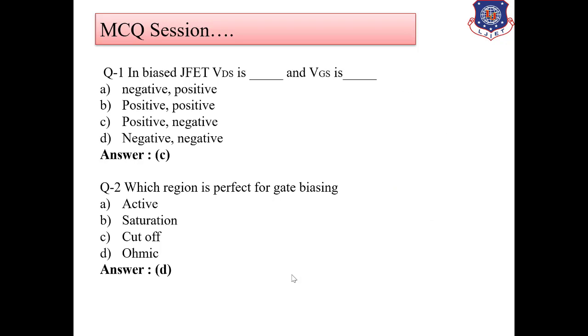MCQ. Different MCQs that I have studied here, only for reference. For a JFET, VDS is always positive and VGS is negative for an N-channel JFET. Okay, positive and negative. Which region is perfect for gate biasing? Ohmic region.